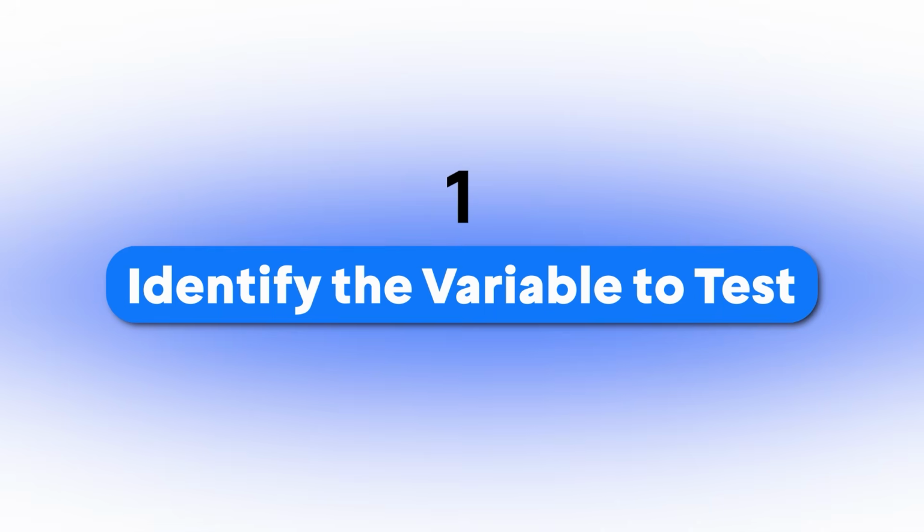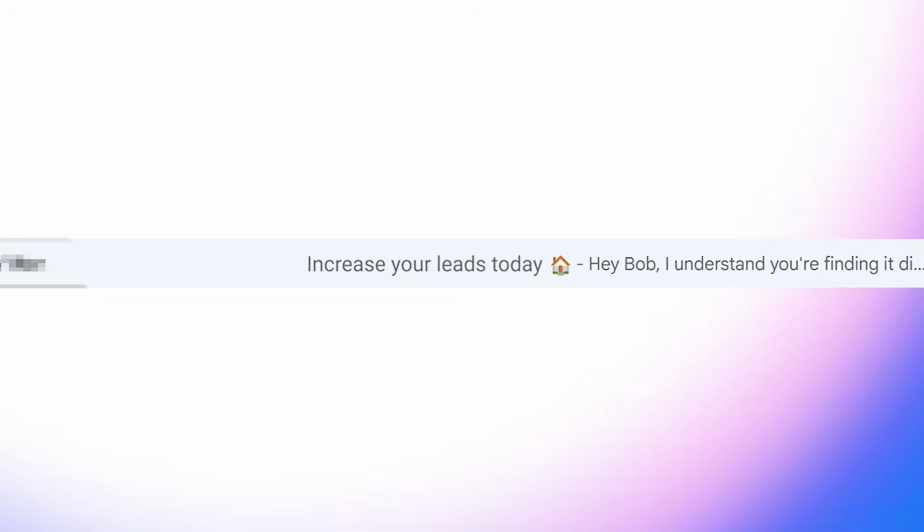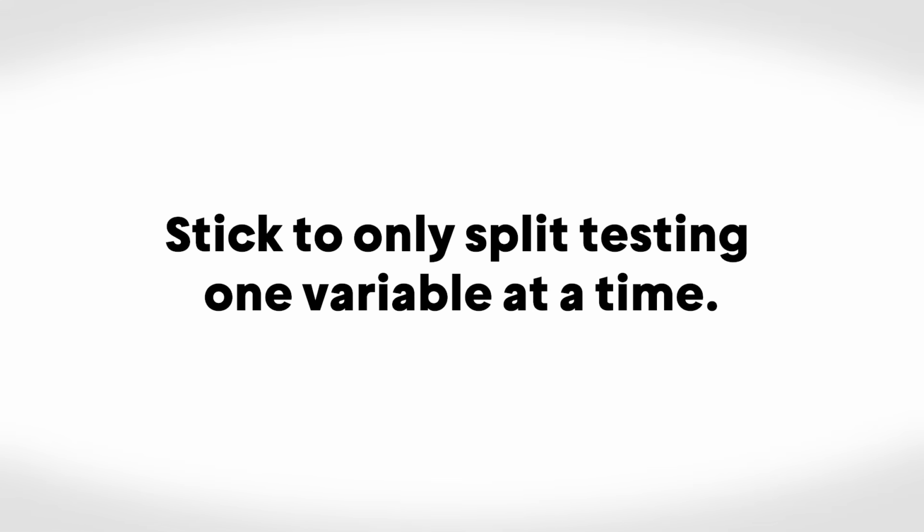1. Identify the variable to test. If you're just starting out, just pick one. A really easy thing here to play around with is your subject line. Keep in mind that in order to identify what's working, what's not, stick to only split testing one variable at a time.